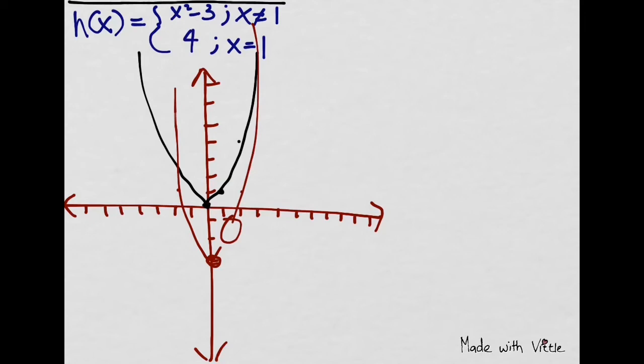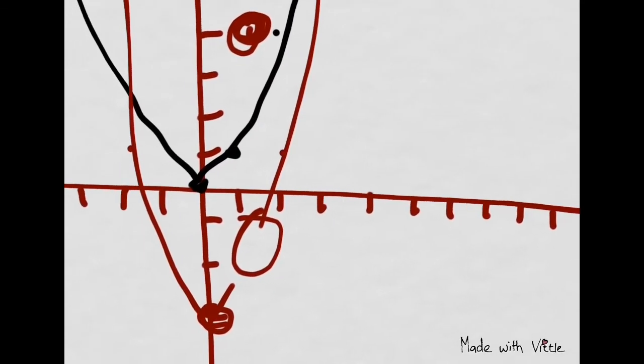Okay, so at x equals 1, there is no function, or at least not where you expect it. It's at 4. So what's happening here is we're actually raising it upwards. So x is not negative 2 at 1. It is actually 4.